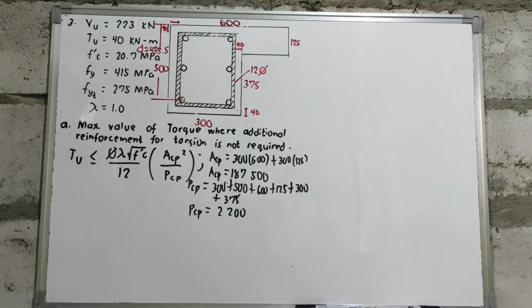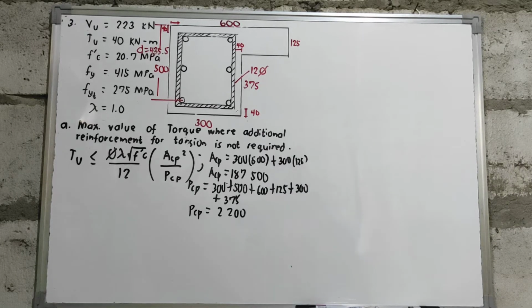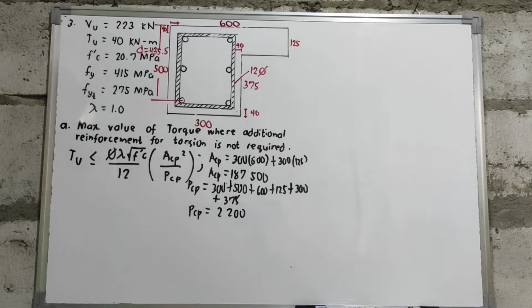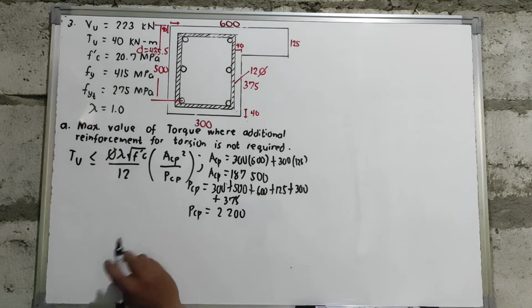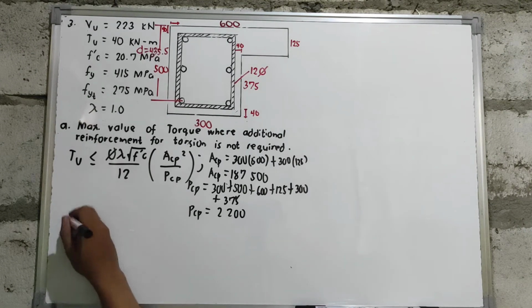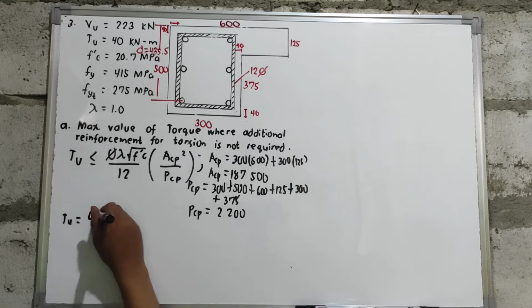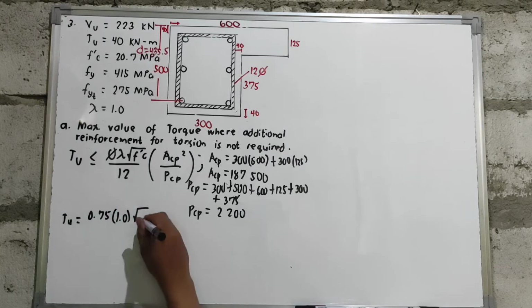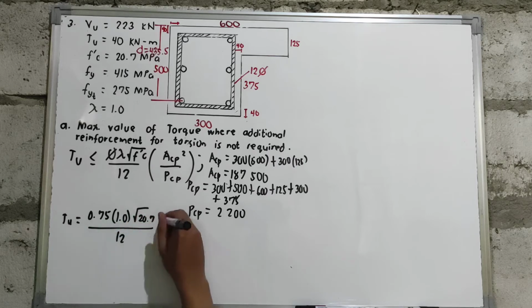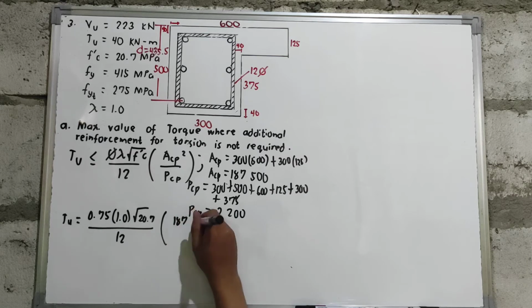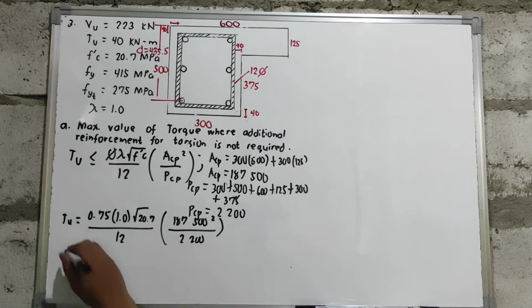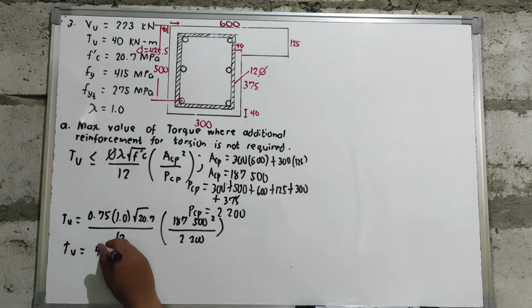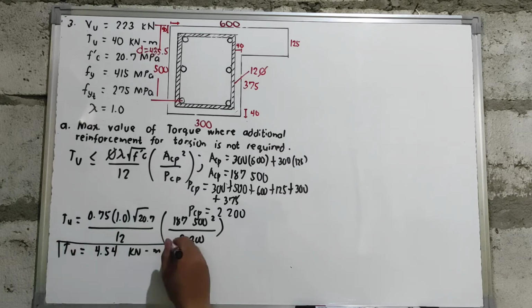Since we have the value of Acp and we have the value of Pcp, we can now calculate the maximum value of torque where additional reinforcement for torsion is not required, or what we call the threshold torsion. So for this one, we have Tu equals, since NSCP 2015, 0.75 times 1.0 times the square root of our given F'c, which is 20.7, over 12, multiplied by Acp, 187,500, squared, over Pcp, 2,200. So you have a value of Tu which is now equal to 4.54 kilonewton meter. So this will now become your answer.